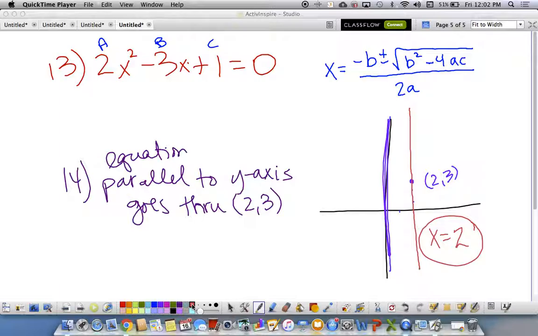Solve algebraically. Does it matter to solve algebraically? Just solve it.